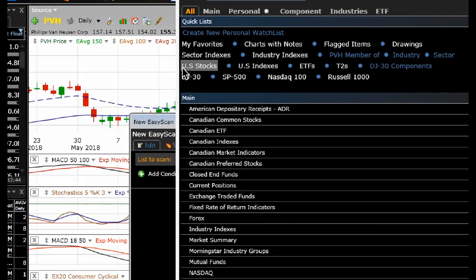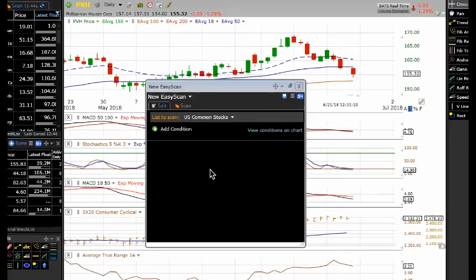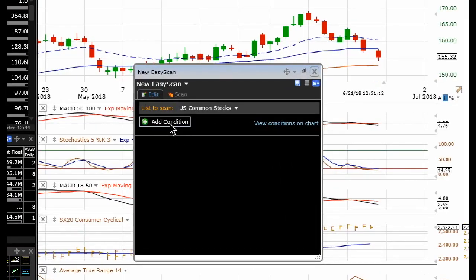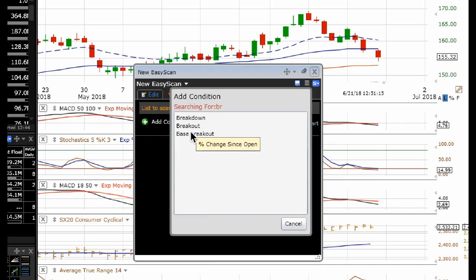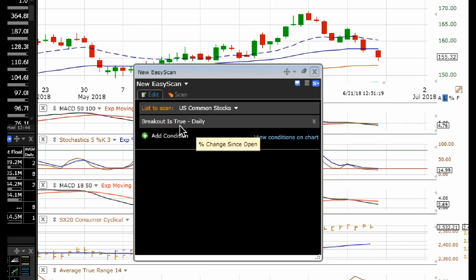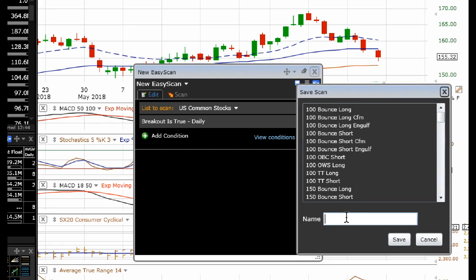There. Scan all US stocks. And add the condition, click add condition, and add breakout. There you go. Breakout is true. Scan US stocks. Click save, and save it as breakout. There you go. So click save.